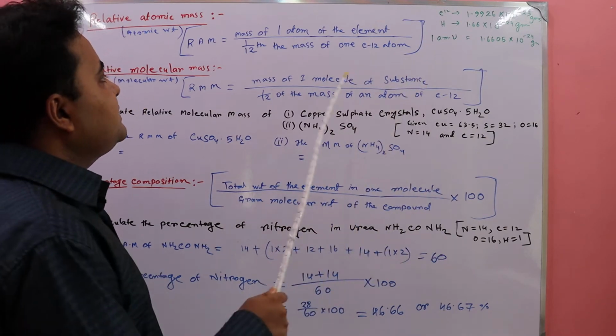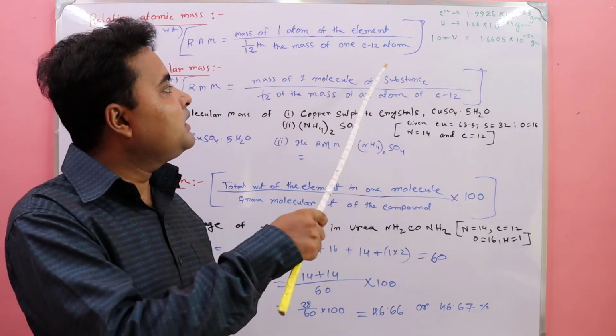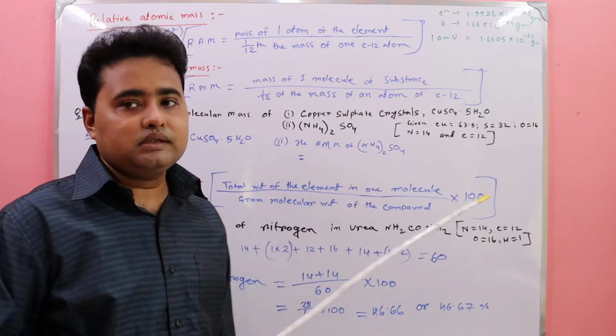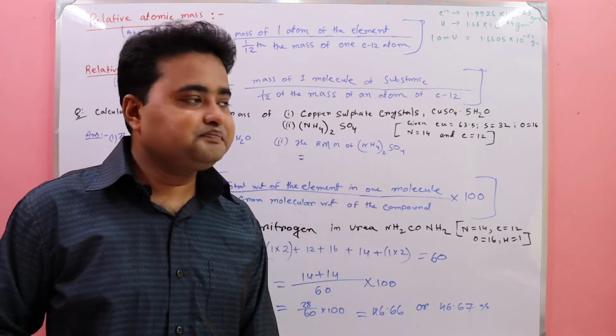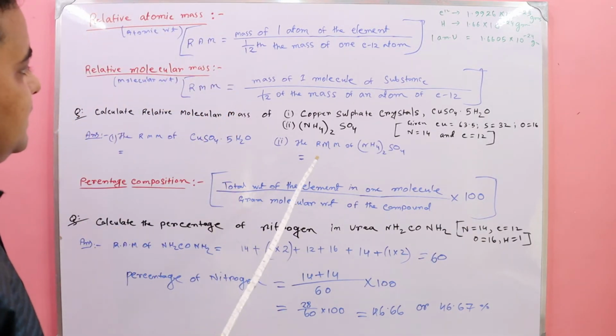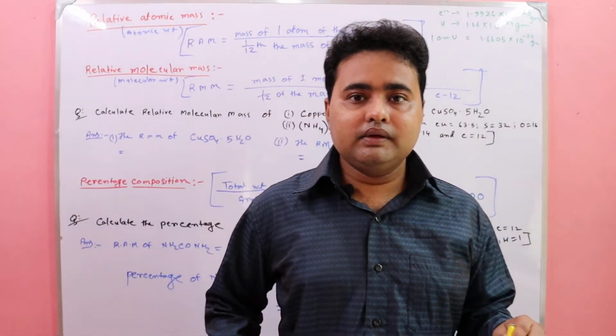Another thing is that relative atomic mass has no unit like gram or kilogram, because it is a ratio. You can use the 1 AMU unit, that is atomic mass unit. Clear? Or you can simply calculate the number and put the number as the answer.